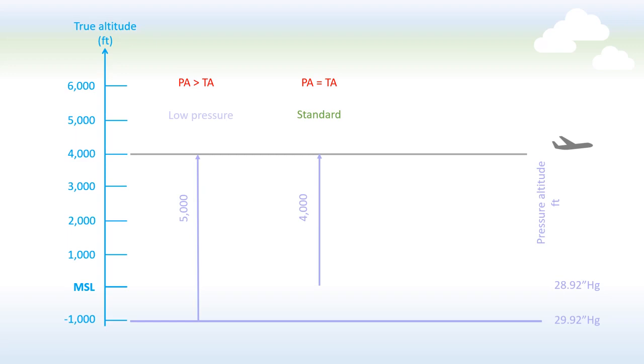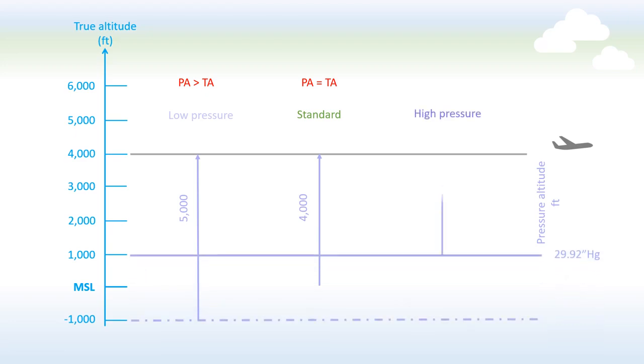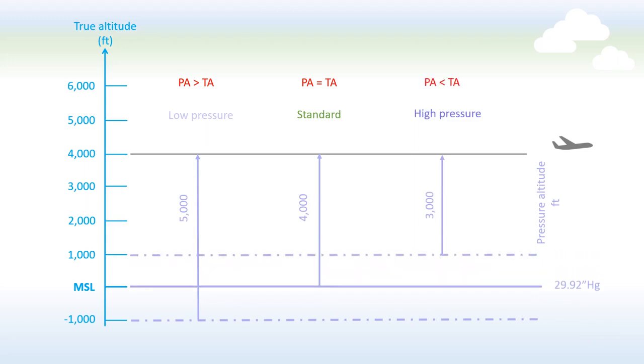In simpler terms, if you are flying constant pressure altitude in a low pressure zone, you'll be lower than you might think. Conversely, in the case of high-pressure conditions, the opposite occurs: pressure altitude ends up lower than true altitude, giving you an elevation higher than you believe.